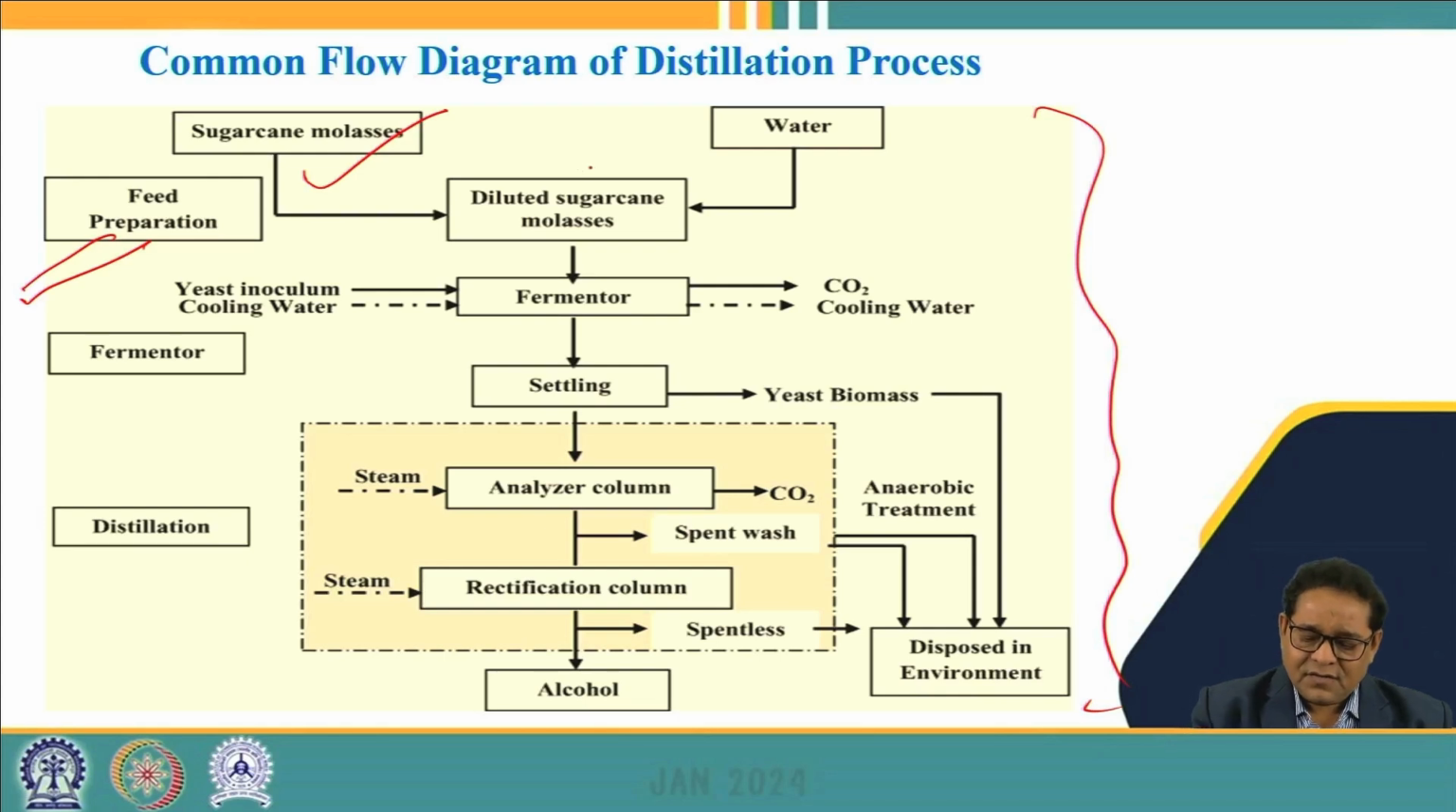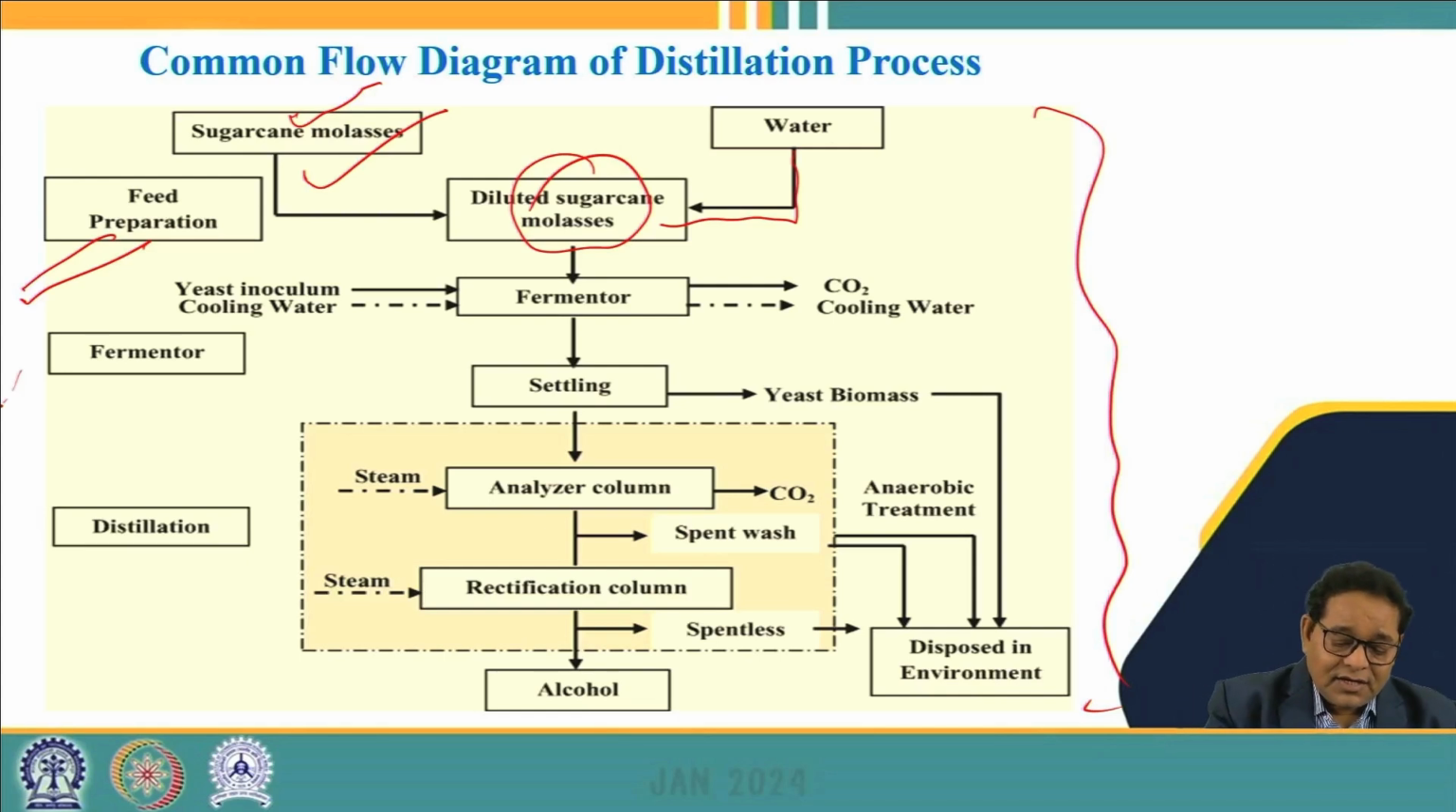So for this, we need to dilute the sugarcane molasses with water so as to bring down its sugar concentration to less than 10 to 15%. So in this section, molasses is stored in the molasses storage tanks. From there, it is mixed with water here in this dilution tank. So this will bring the sugar content to less than 10 to 15%.